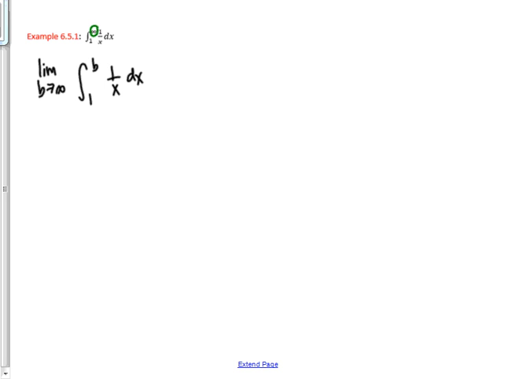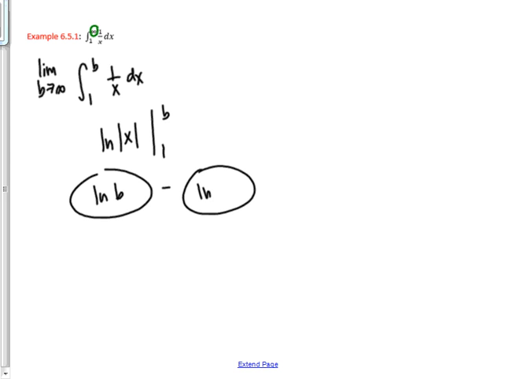So I'm just going to deal with the integration part first. We know that 1 over x integrates as the natural log of the absolute value of x, and I want to evaluate it from 1 to b. So I have the natural log of b minus the natural log of 1, and we know the natural log of 1 is 0. It's going to go away, so what I need to do is evaluate the limit as b approaches infinity of natural log of b.